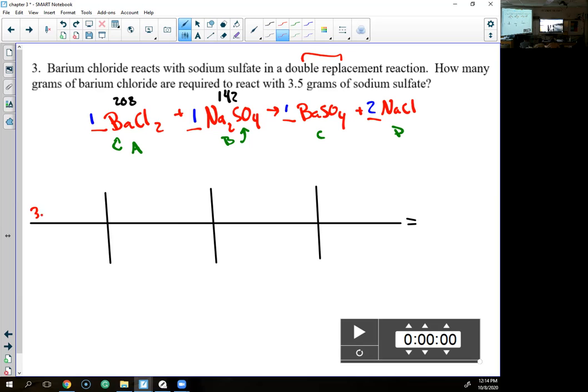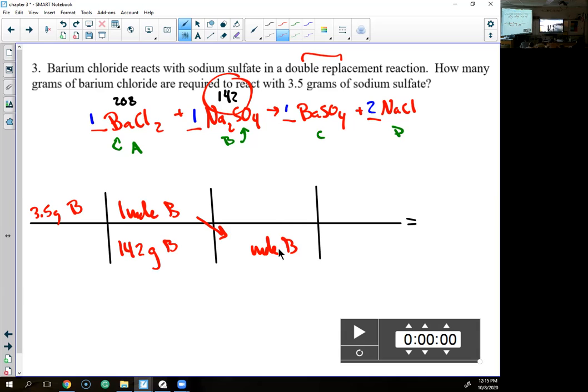So I have 3.5 grams of B. Sorry, it was B, because I don't want to write Na2SO4 right here, right here, right here, and right here. So I'm going to bring down grams of B, and that's tied to 1 mole of B, which is really 142 grams. So far, we okay? So what must come down here?